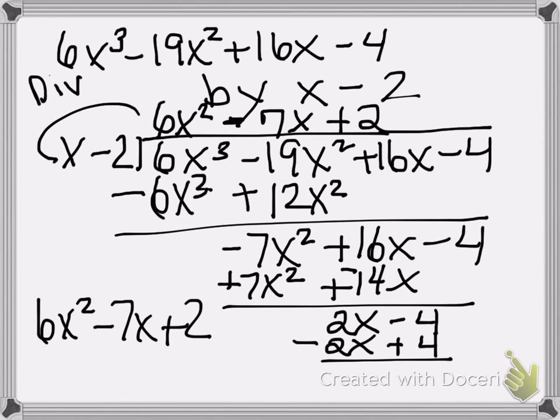So x minus 2 goes into that long polynomial 6x squared minus 7x plus 2 times. And that's all there is to it. Okay, let's try another one.